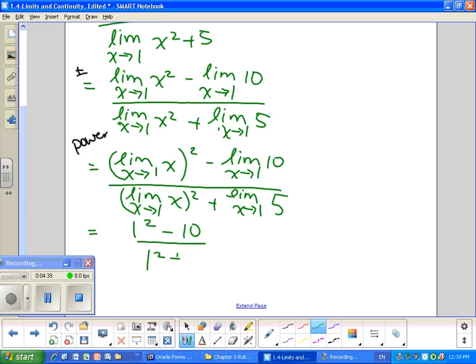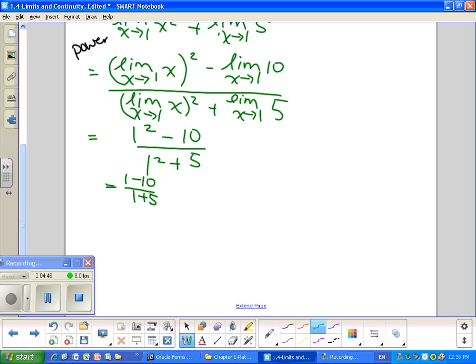So then 1 squared plus 5, 1 minus 10 over 1 plus 5, negative 9 over 6, or negative 3 over 2. That's right, we have a limit. The limit exists at negative 3 over 2.